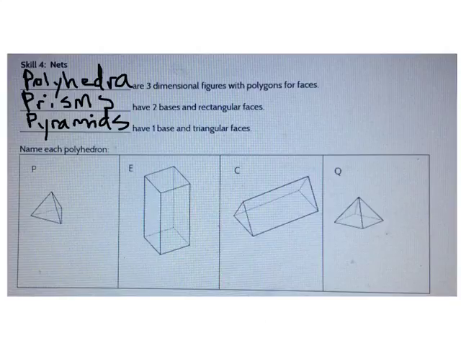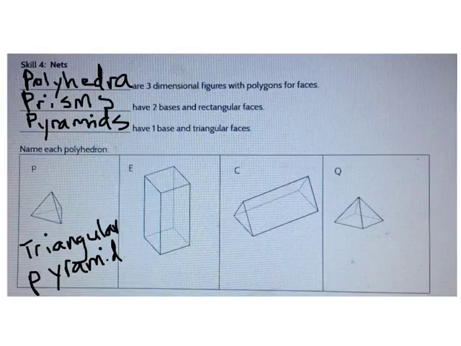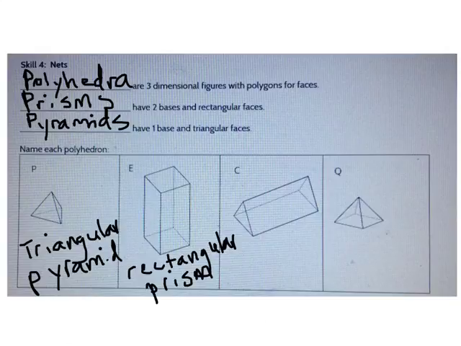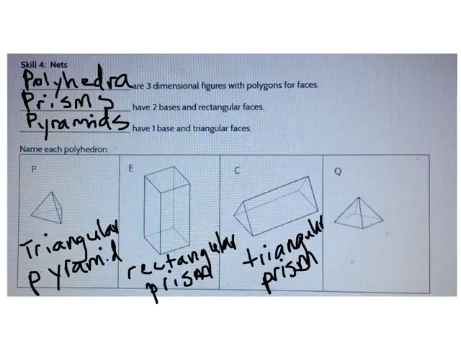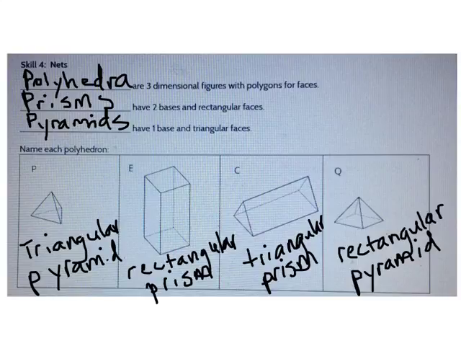What's the name of shape P? It's a triangular pyramid. It has a triangle as a base, and the rest of its faces are triangles. What's the name for figure E? It's a rectangular prism. It has rectangles as its faces and as its 2 bases. What's the name for figure C? Figure C is a triangular prism. It has 2 triangular faces, and the rest of its faces are rectangles. What's the name for figure Q? Figure Q is a rectangular pyramid.